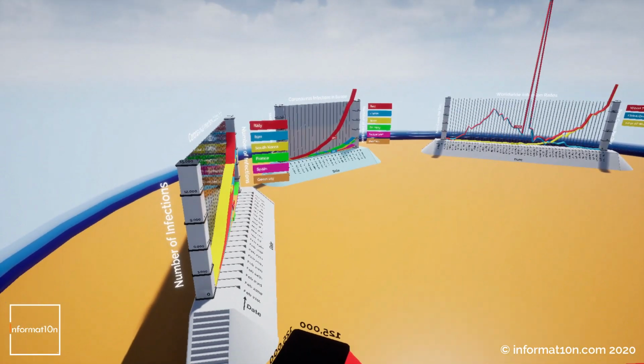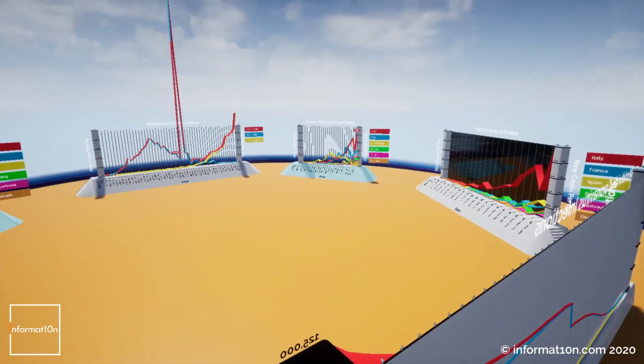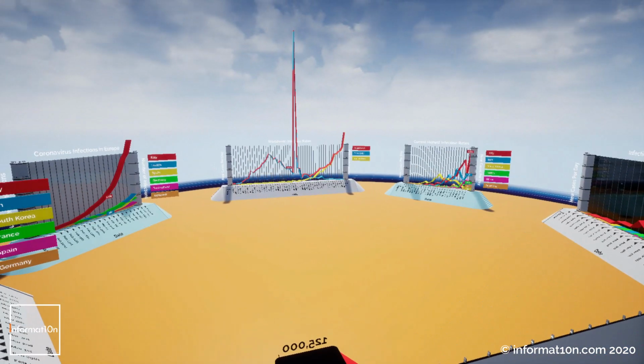So just a little overview of some of the graphs we looked at today. Come back for more. We're going to be looking at more information.